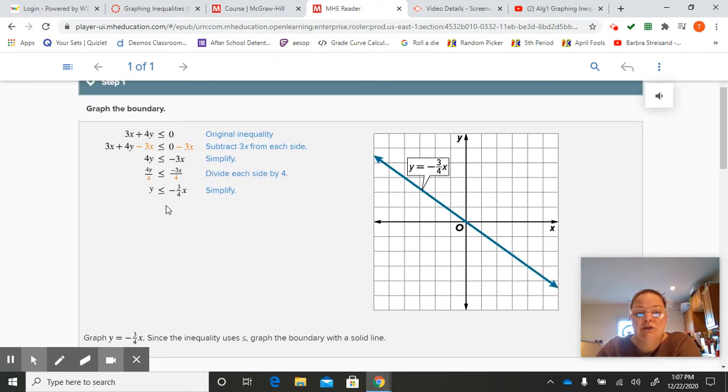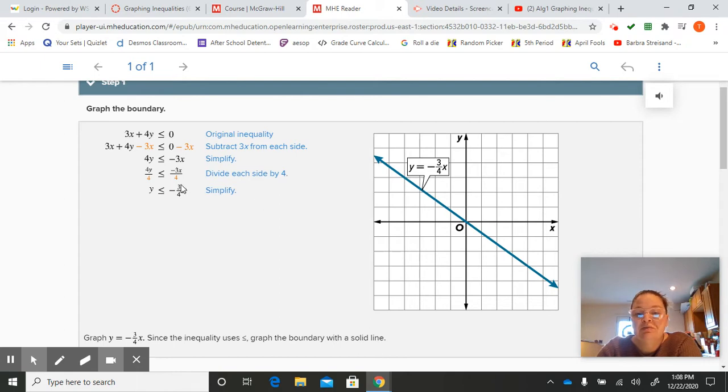We want to get this into mx plus b form. So we subtract 3x from both sides. That gives us 4y less than or equal to -3x. We don't have to write the plus 0 because that's just a placeholder. And then we divide both sides by 4. We're dividing by a positive number, so we don't have to change our inequality symbol. That becomes y less than or equal to -3 over 4 x.